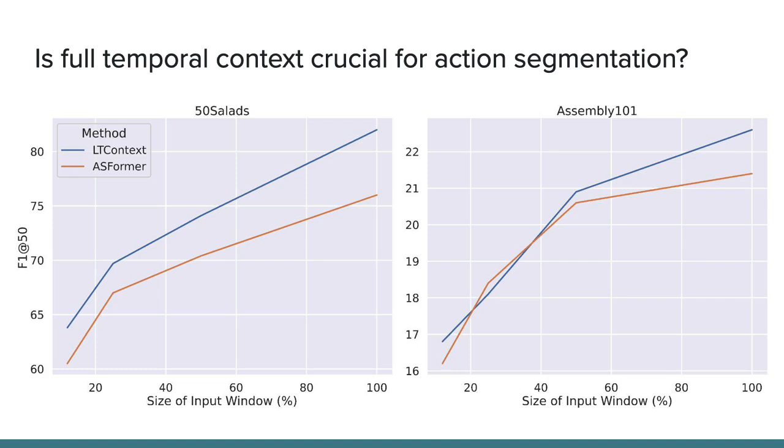The results clearly show that the full context of an entire sequence is advantageous over allowing the model to see only a window of the input sequence, even if the window is large, such as 50%. We can also observe that our approach benefits more from the full sequence than ASFormer.